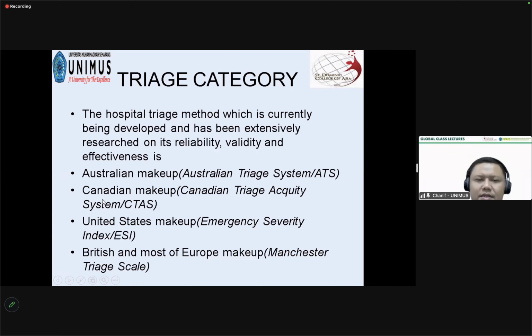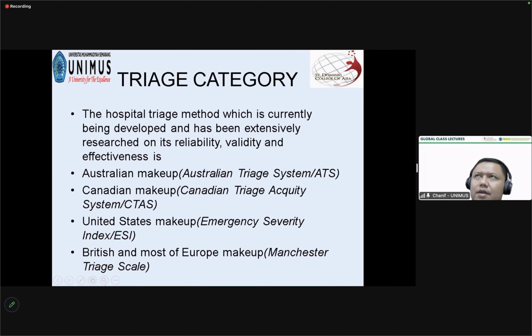Another one is the Canadian, yeah, we call it the CTAS, Canadian Triage and Acuity Scale, from Canada. Another one is from the United States, yeah, Emergency Severity Index, yeah.